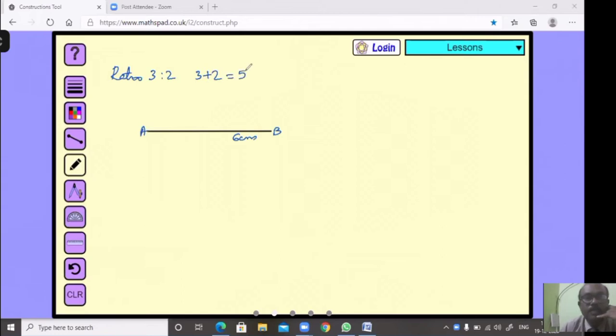So we are going to divide this into 5 parts, and then we will take the third part and we can say it is divided in the ratio 3 is to 2. So the first thing you need to do is check the ratio, that is 3 is to 2, then add the terms of the ratio, that is 3 plus 2 is equal to 5.